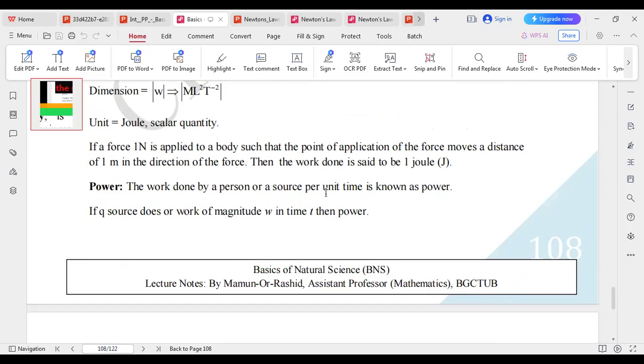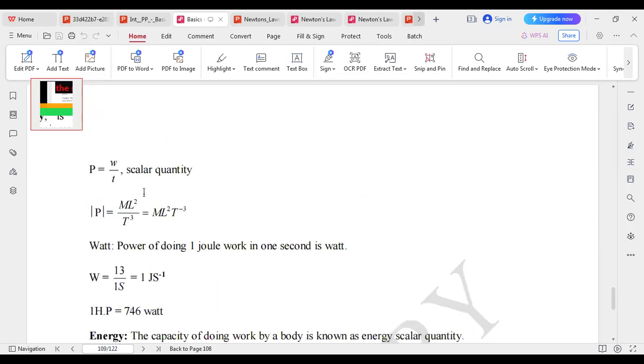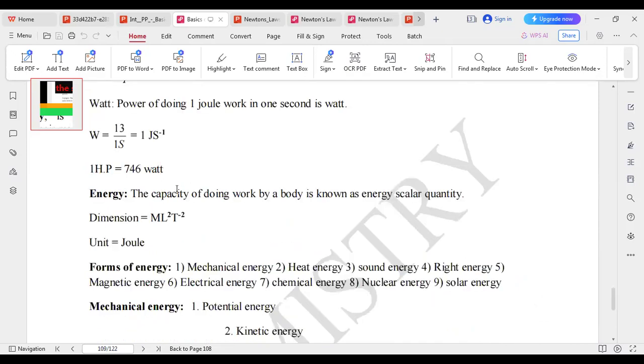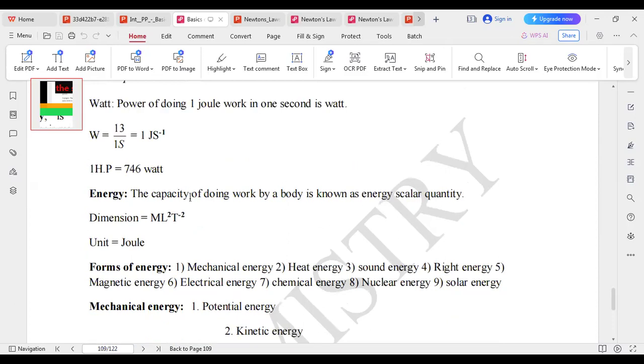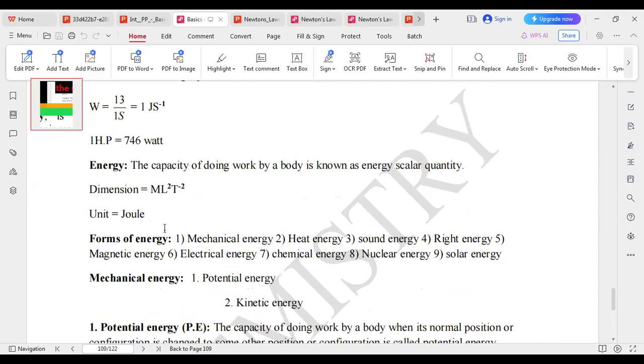The work done by a person or a source per unit time is known as power. So power equals work done divided by unit time. This is the same with energy. The capacity of doing work of a body is known as energy. Energy is a scalar quantity, and its dimension is the same as work. So the dimension equals m square per t square. This is the unit and dimension of force.